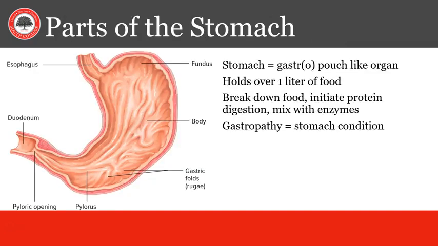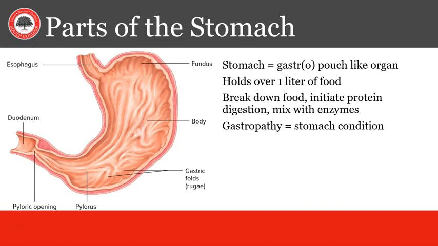The food bolus enters the esophagus and travels by peristalsis to the stomach. Gastro refers to the stomach. The fundus is the very superior portion, and the body makes up the majority of this organ. The pylorus is the last portion of the stomach. The lining is folded, and these folds are called rugae and provide increased surface area for the absorption of nutrients.